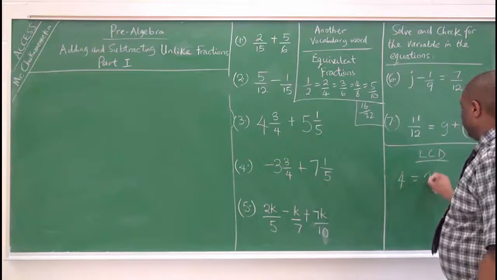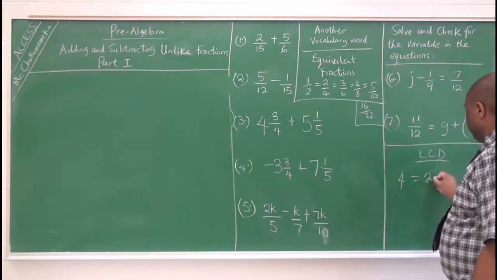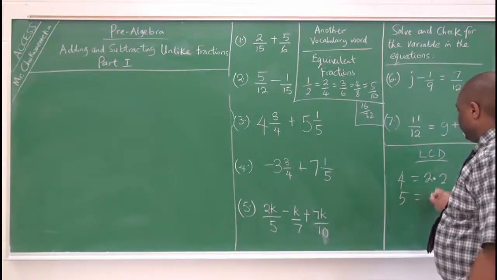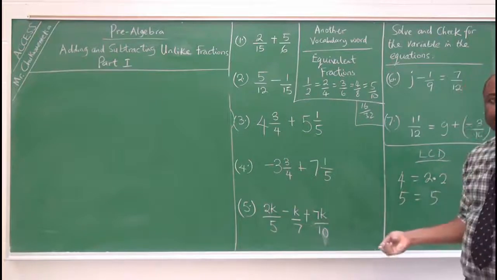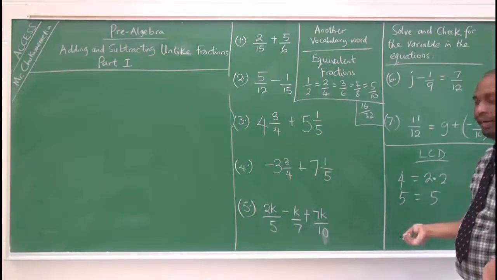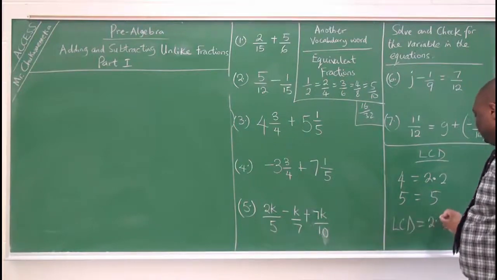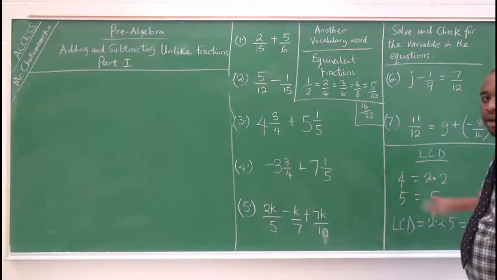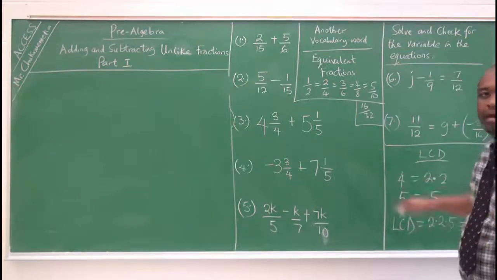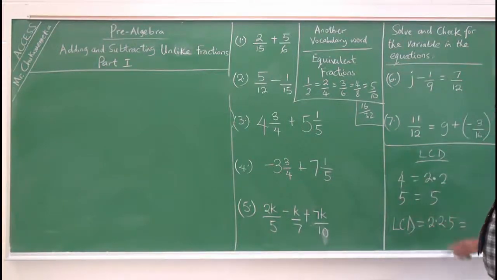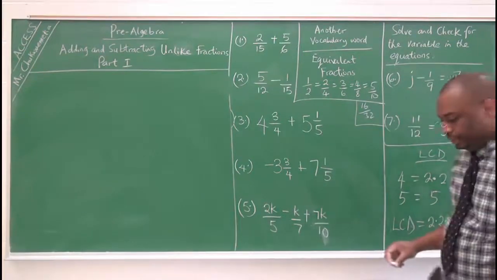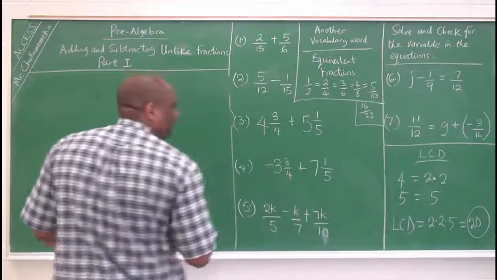So 4 will be 2 times 2, and then 5 will be just 5, because 5 is a prime number already. So the LCD will be 2 times 2 times 5, because there's nothing common. So you take all the numbers. 2 times 2 is 4, 4 times 5 is 20. So the LCD is 20.